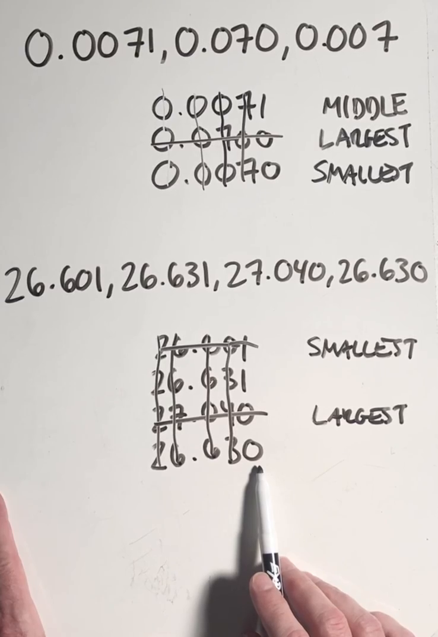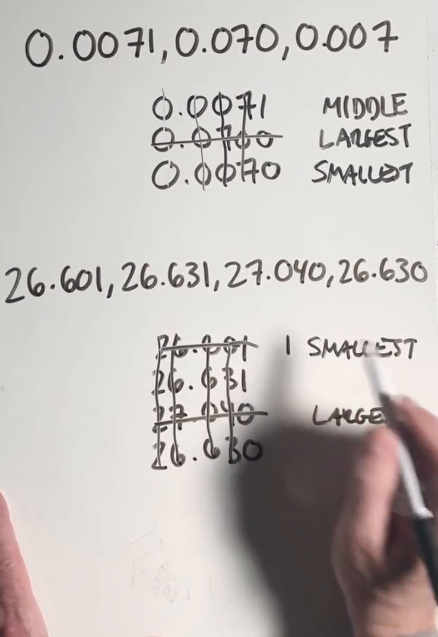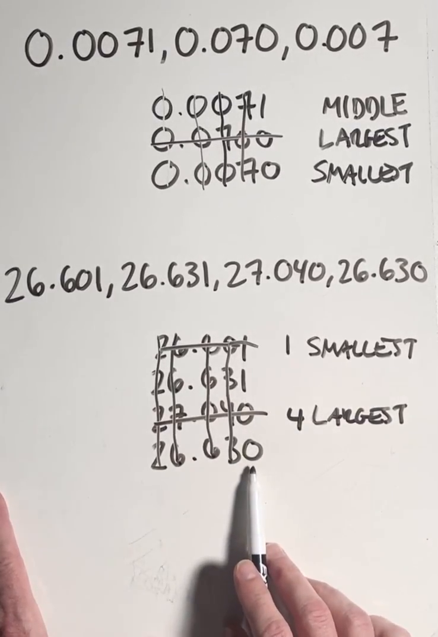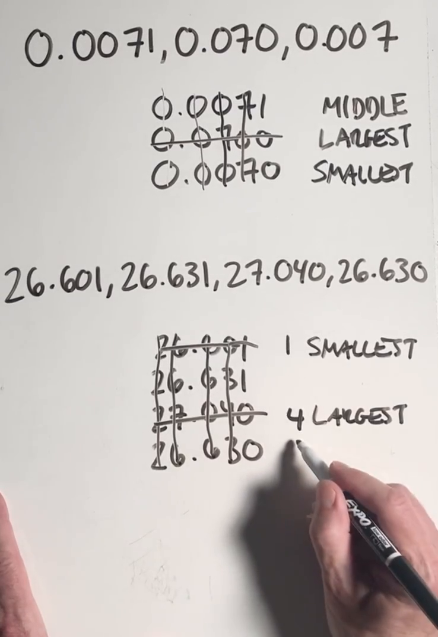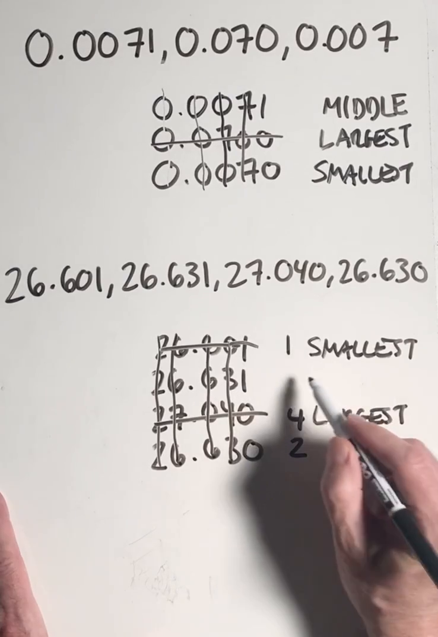So if I were going to rank all 4 numbers from least to greatest, I know that this one is the smallest, this one is the largest of the 4, and now this one with a 0 is going to be the second smallest, and then this one will be the next largest from there.